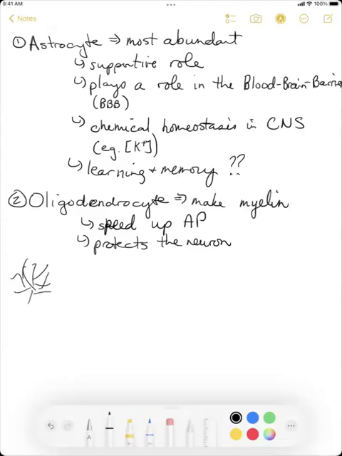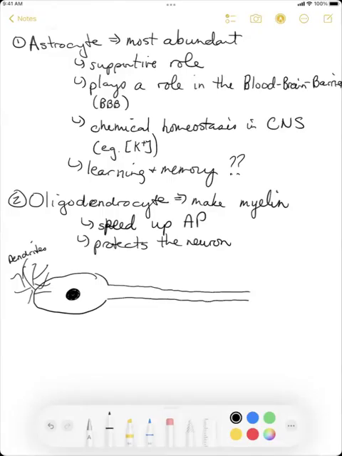And these little root-like extensions are called dendrites. And then there is a cell body with a nucleus on the inside. This is called the soma. And then attached to that cell body, there is a long cord-like extension that is called the axon. That's where the action potential is going to travel along.